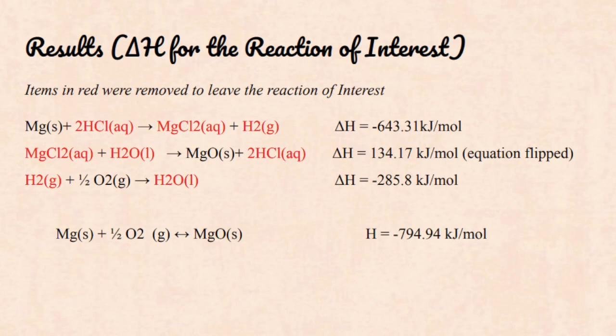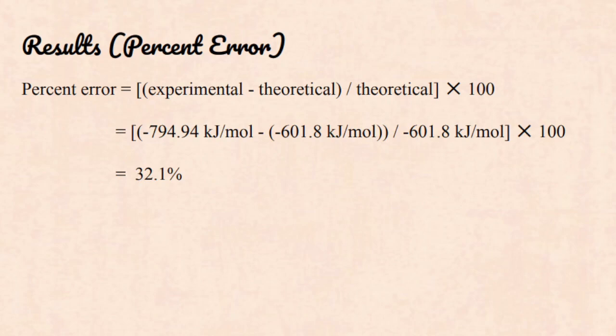The delta H of reactions 1 and 2 become negative because heat from the system was lost to the surroundings, but reaction 2 is flipped to get the reaction of interest, making it positive. Everything that cancels out from both sides was removed, and you are left with the reaction of interest. Then, the three delta H values are combined to find the final delta H for the reaction of interest, which was 794.94 kilojoules per mole. Finally, percent error was calculated by subtracting the experimental value from the theoretical value, dividing by the theoretical value, and multiplying by 100, which gave us a percent error of 32.1%.